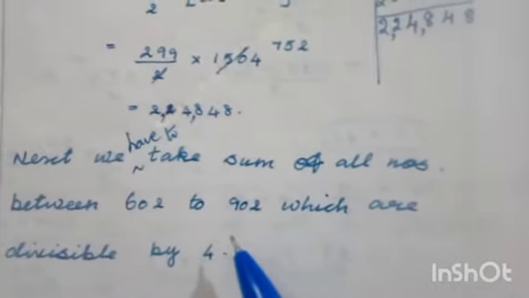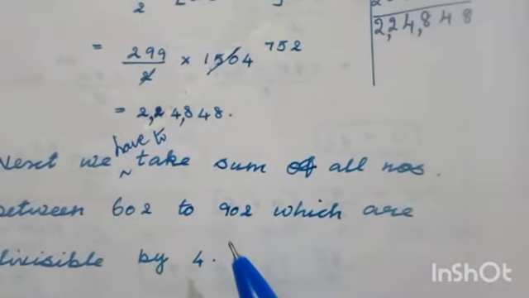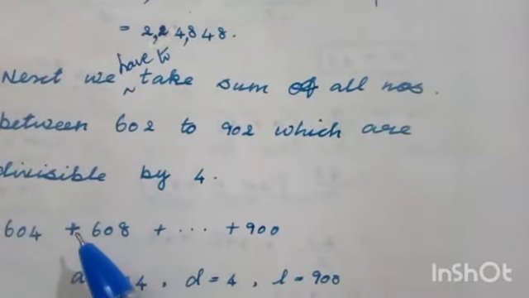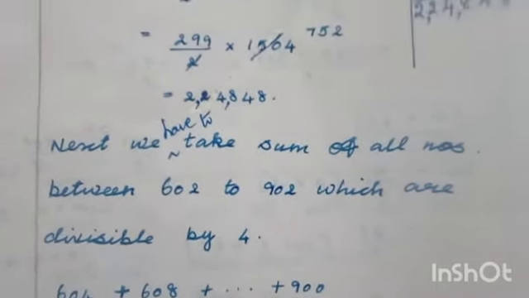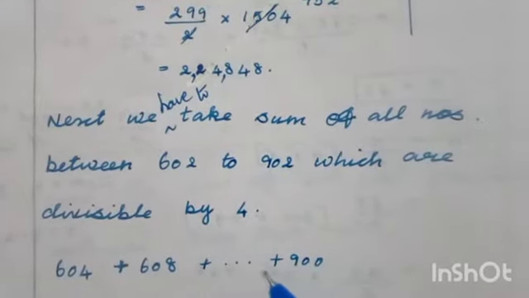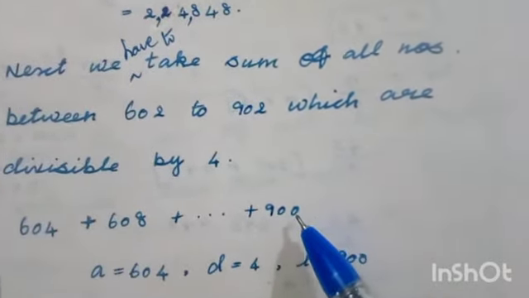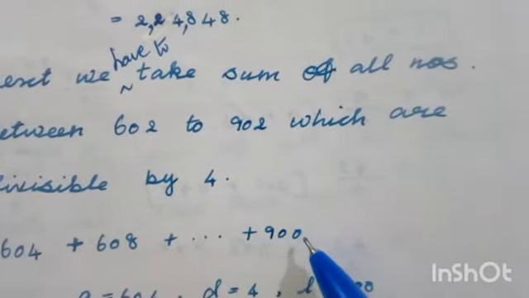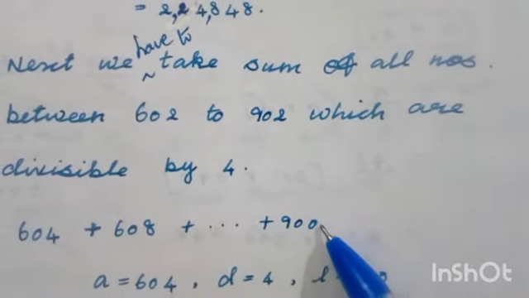Now next we have to take the sum of all numbers between 602 to 902 which are divisible by 4. In the question, we want to find not divisible by 4, so first you have to find the divisible by 4 numbers. So from 603 to 901, what are the numbers divisible by 4? That is 604, 608 plus etc. plus 900. How do we get 900? A number ending with 0 is exactly divisible by 4. 901 is not divisible by 4. So before that the number is 900, and you have to check it is divisible by 4.